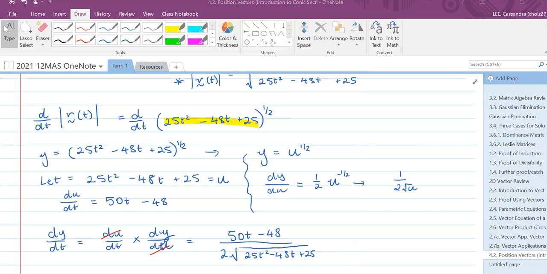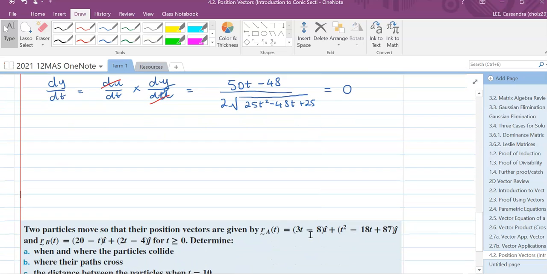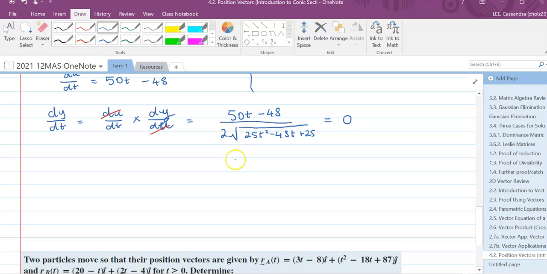Since this is a minimization problem, what we're going to do is let this value equal to 0 and solve the equation. So this is going to be 50t − 48 is equal to 0, and therefore t is going to be equal to 48 over 50, which simplifies to 24 over 25. So that's the time where the particle is closest to the origin.